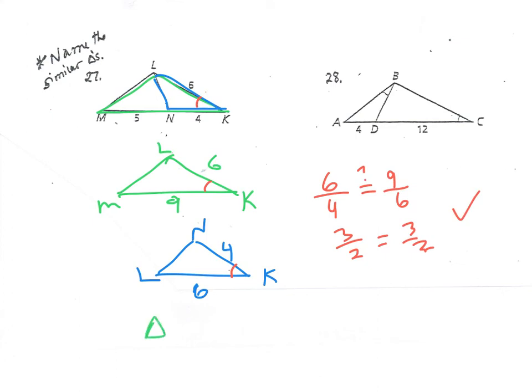So my similarity statement would be triangle MLK is similar to triangle LNK if I'm matching up my corresponding parts. Those should make you think 28 and 29 are similar. Go ahead and give those a try and see what you can do with your groups.